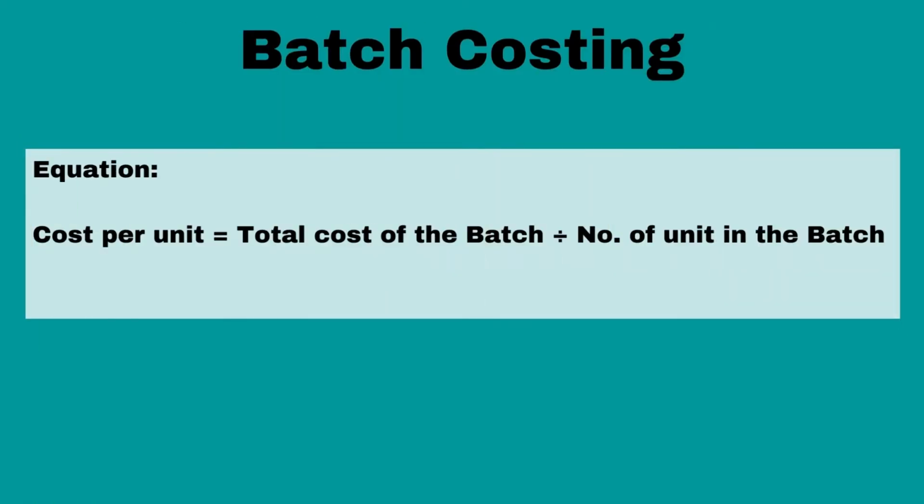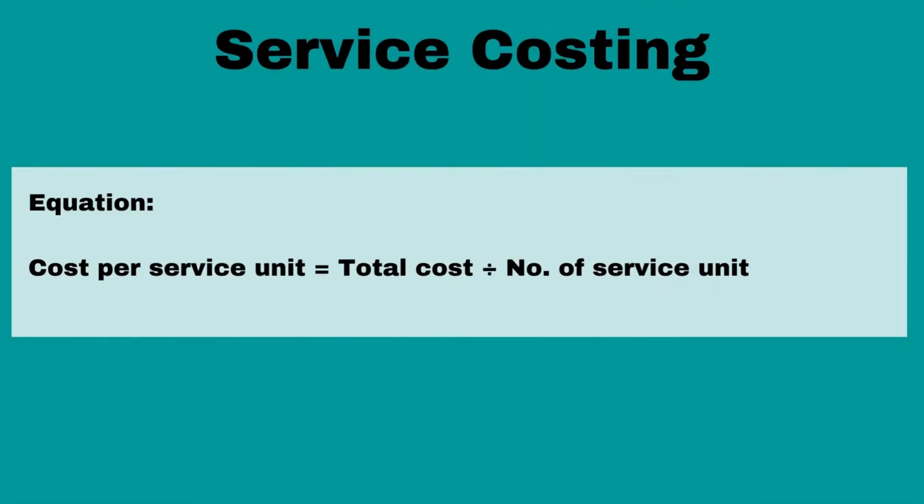Next is batch costing. Batch costing has the equation of cost per unit equal to total cost of the batch divided by number of units in the batch. Last but not least is service costing. Service costing has the formula of cost per service unit equal to total cost of providing the service divided by number of service units used to provide the service.